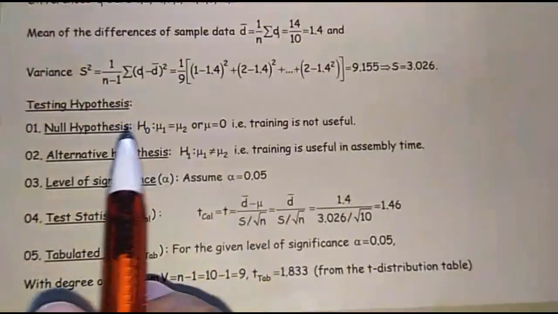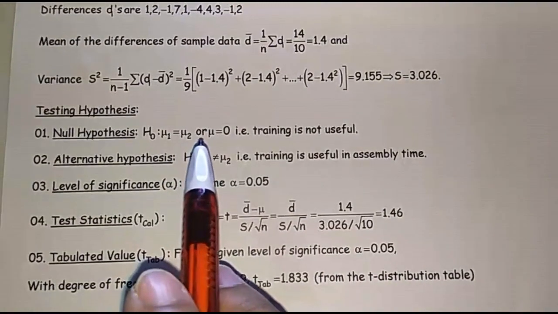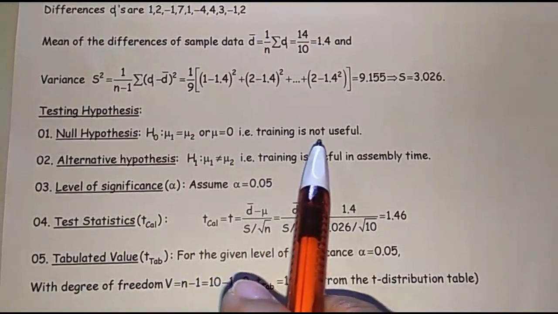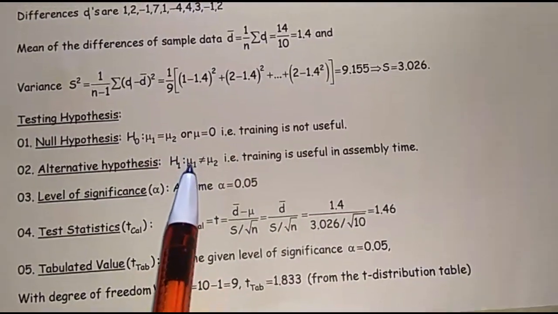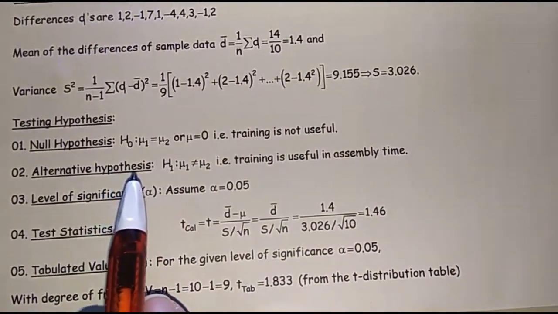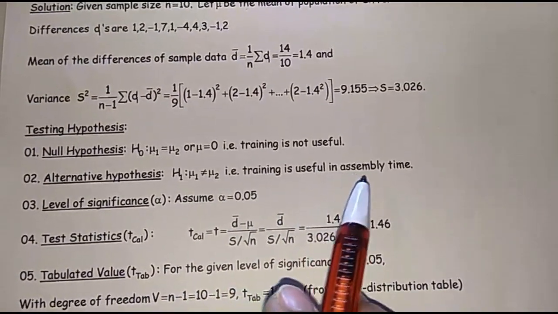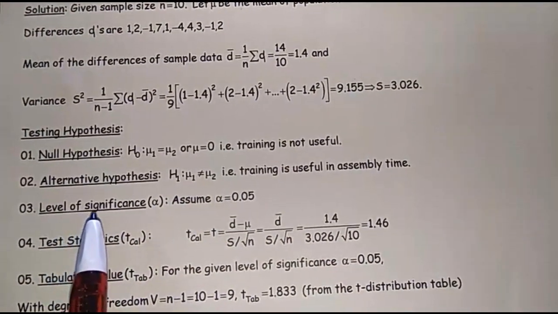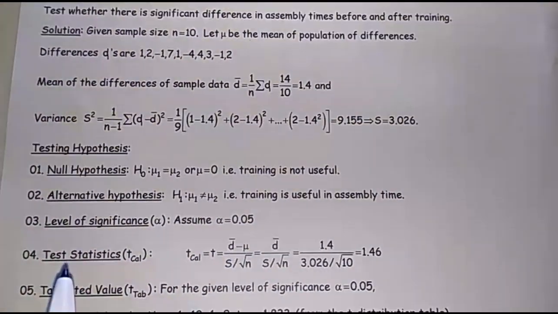Now the testing hypothesis: null hypothesis H0: mu1 equals mu2. That is, training is not useful. There is no difference before and after training. Alternate hypothesis says that there is a difference, that is, training is useful in assembly time. Level of significance is not given, so we assume alpha equals 0.05.